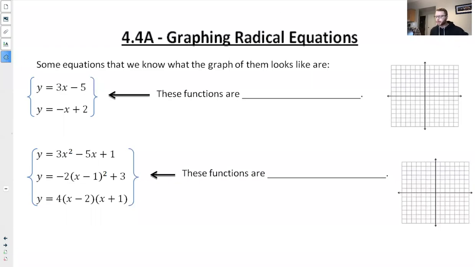All right, for this video lesson, we're going to graph radical equations. Remember, equations will have an equal sign in them. If it's a function, there is no equal sign, essentially. Some of the key topics we're going to talk about today.